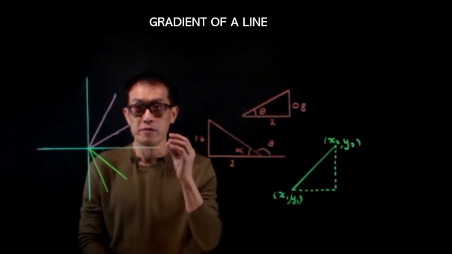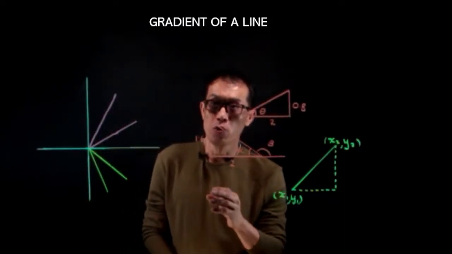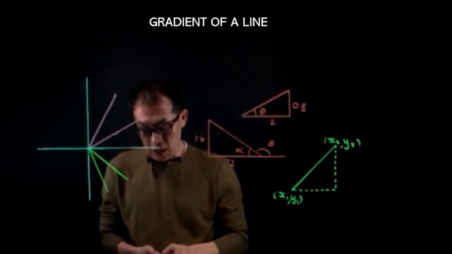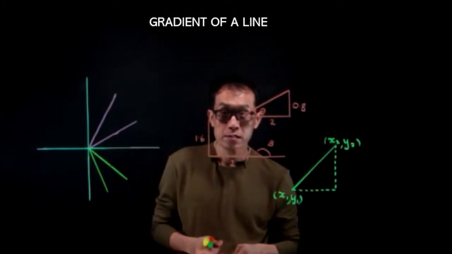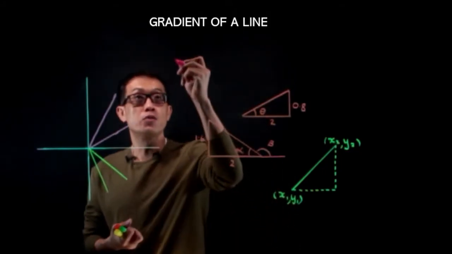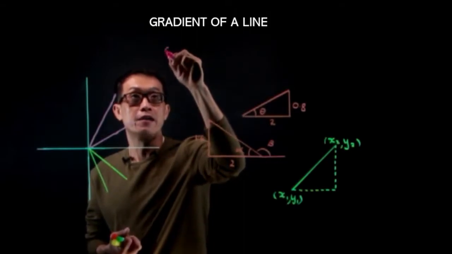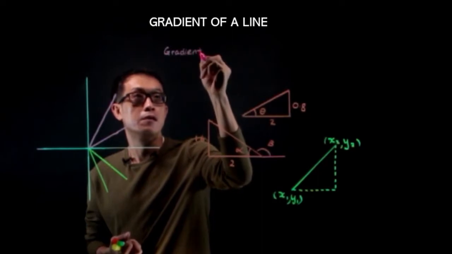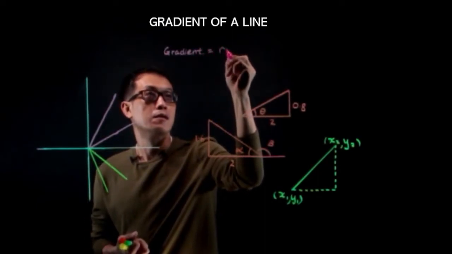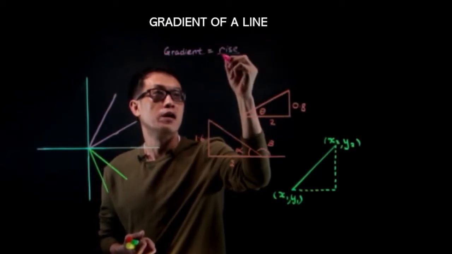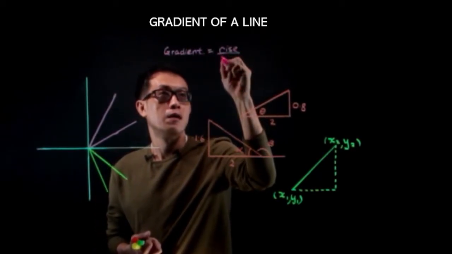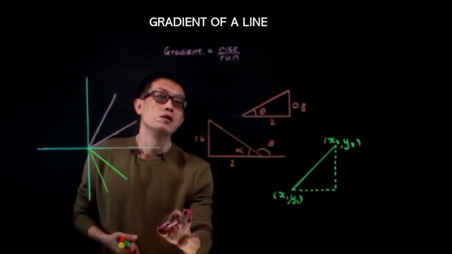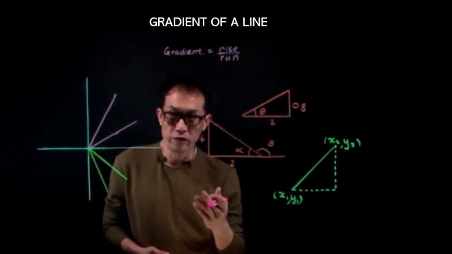Today we are going to learn about the slope of a line. The slope of a line is also called the gradient. Now, what is a gradient? Gradient can also be defined as rise over run. Let me write it down. Rise over run. Alright. So what do you mean by rise over run?